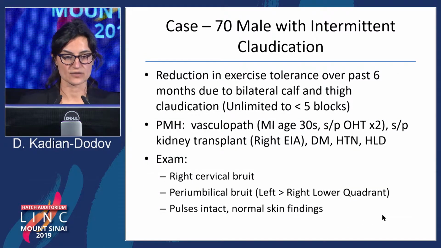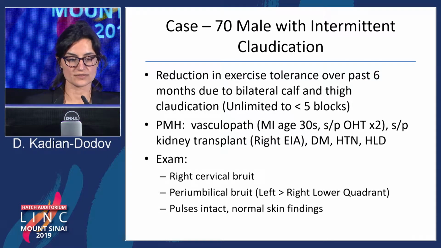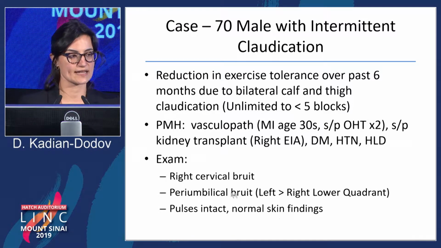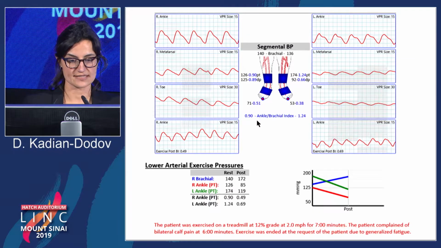Okay, this is one last case. So this is a 70-year-old with claudication. He has a lot of risk factors: MI, he had a kidney transplant, diabetic. He's got bruits on exam when we listen over his neck and his belly. And here's his ABI. So ABI at rest on the right, 0.9, left 1.24.